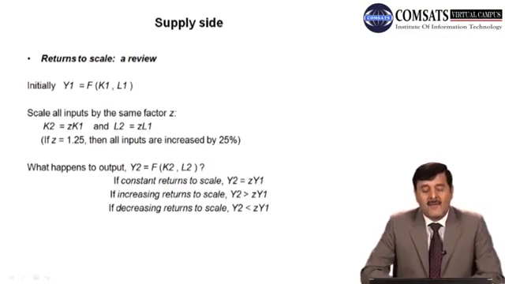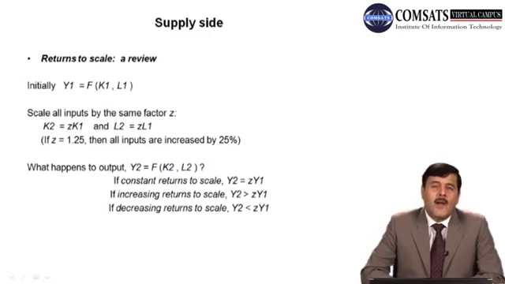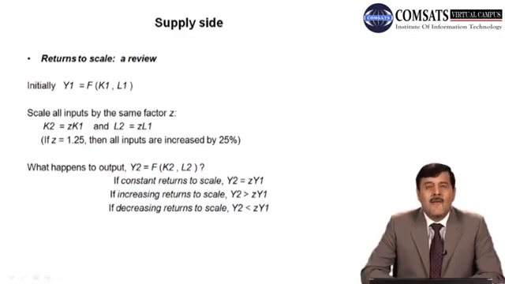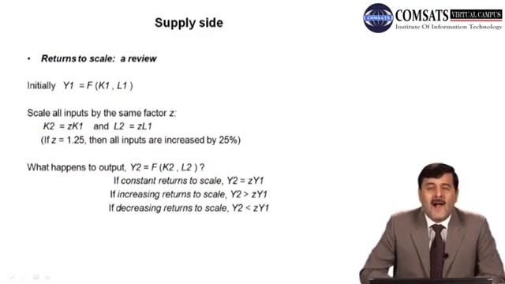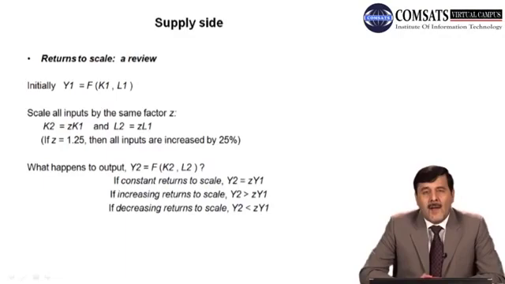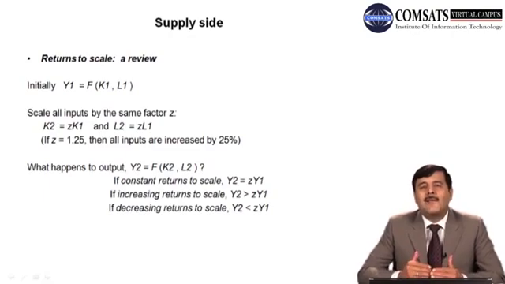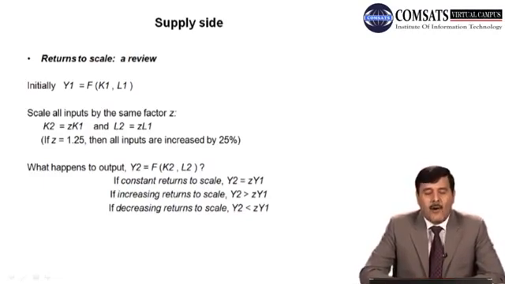Now scale all inputs by the same factor. If you increase all inputs by the same factor, suppose K2 is equal to zK1 and L2 is equal to zL1, and if z is equal to 1.25, then all inputs are increased by 25%. So we started with the production function Y1 equal to F of K1, L1, and we increase the inputs by the same scale z; if z is equal to 1.25, all inputs are increased by 25%.